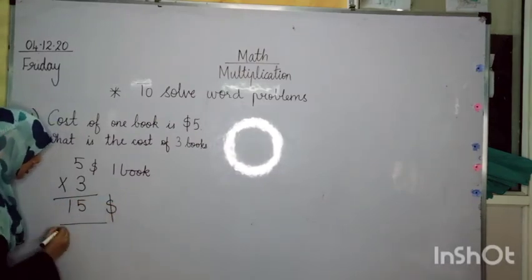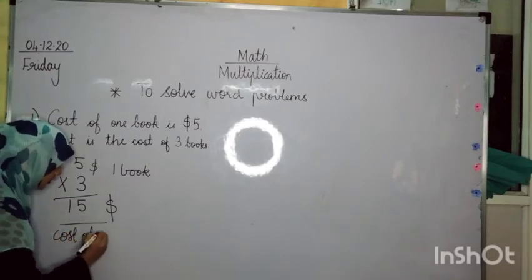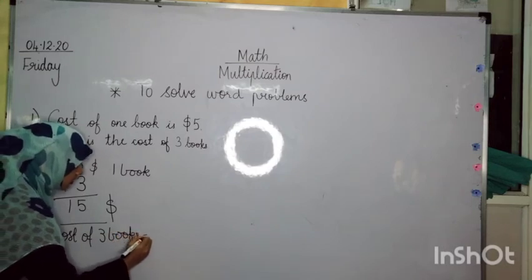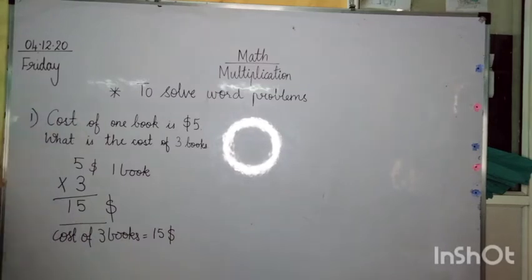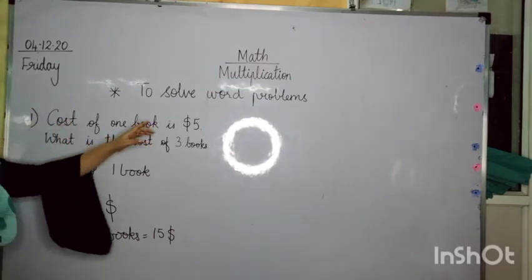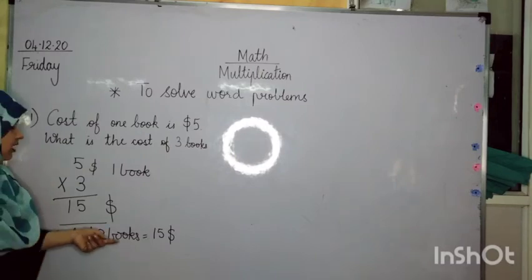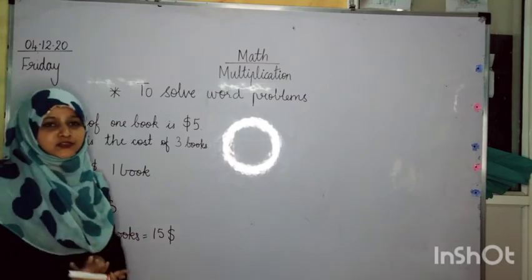That means you will write like this: cost of 3 books equals $15. Yes, you got how we did. The cost of one book is given, that is $5. We had to find out the cost of 3 books. So we did 5 3s are and we got the answer $15. In $15 we will get 3 books.